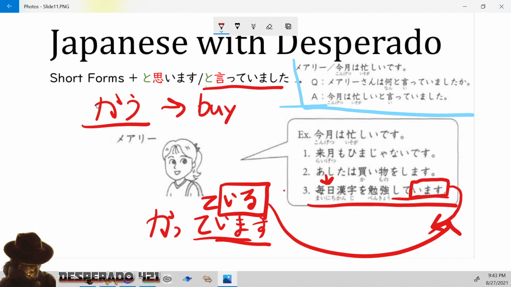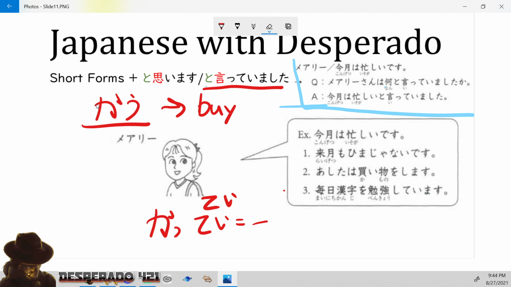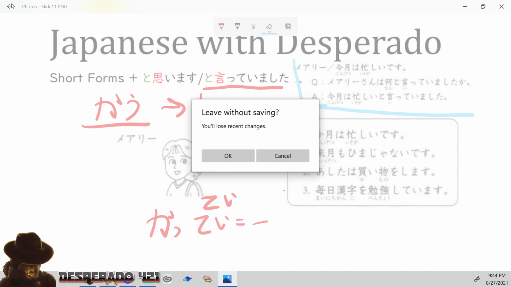Mary-san wa mainichi kanji o benkyou shite iru to iimashita. Very good. Let's try and make that a little smoother. Mary-san wa mainichi kanji o benkyou shite iru to omoimashita. Oh, I was gonna say the wrong one. To iimashita. Good job. All right. Well, let's move on to a different one here.